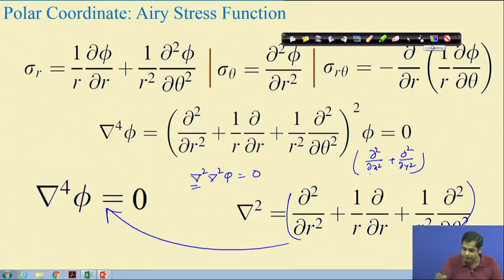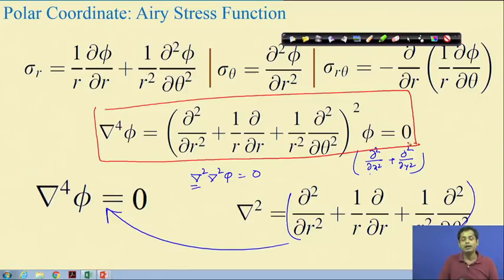So, this is our final equation. It is the same equation that we had in the Cartesian coordinate system, but now the operators are different because the coordinate system is different.